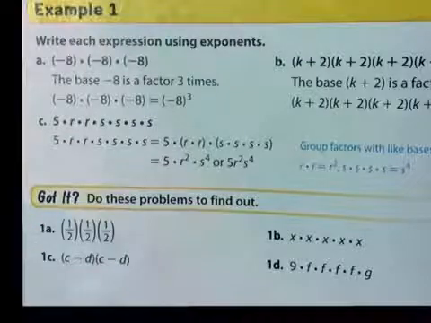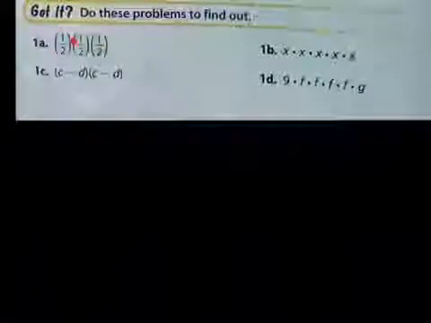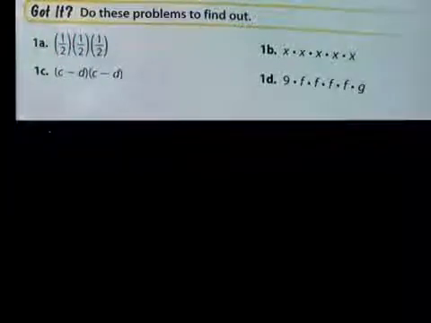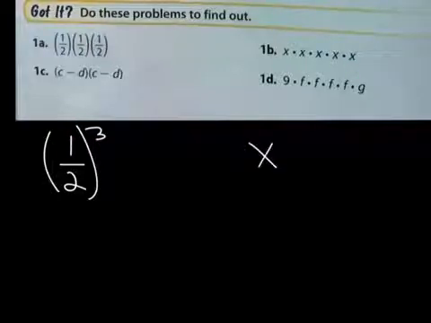Okay, let's try 1A, B, C, and D. For these, we simply have to write them with an exponent. So 1A, for example, you have 1 half, 1 half, 1 half. So 1A will be one half to the power of 3, right? 1B, let's see how many x's we have: 1, 2, 3, 4, 5. So B will be x to the power of 5.